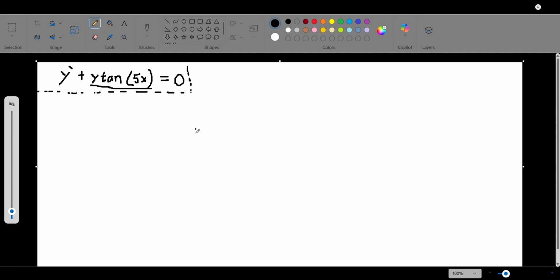Alright, so in this video I am going to show you how to solve a first order linear differential equation using an integrating factor. This is a homogeneous equation, which means that the equation is equal to 0, and they're a little bit easier to solve. They're a little bit quicker than non-homogeneous equations.